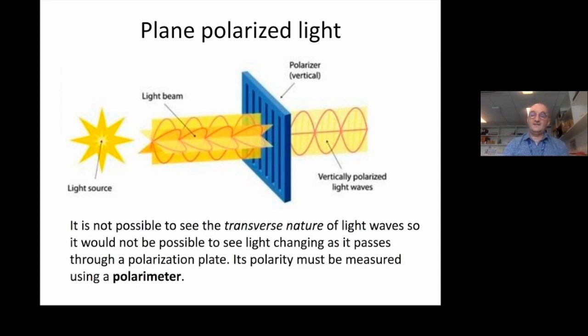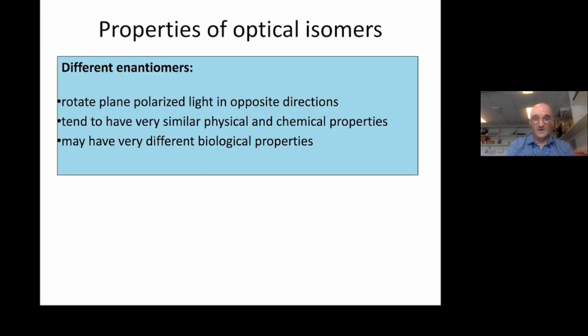The transverse nature of light waves makes it possible to see it changing, and this is measured using a polarimeter. In the olden days, you had to know the steps in the polarimeter. Now the IB don't care. Just know that a polarimeter tells you whether it's left-hand or right-hand rotation. Different enantiomers rotate the plane of polarized light in opposite directions. A pair of enantiomers of the same molecule will rotate to the same degree, but in opposite directions. So if one's minus 42 degrees, the other will be plus 42 degrees.